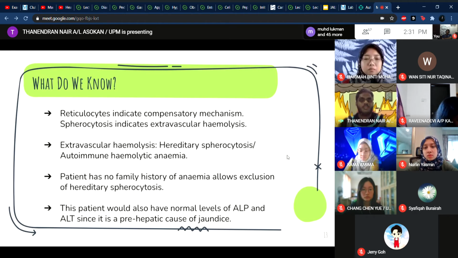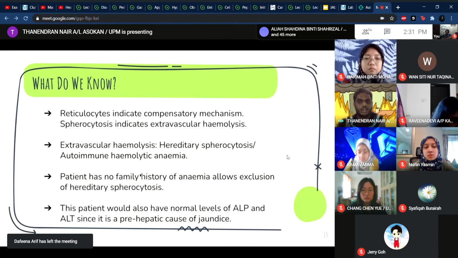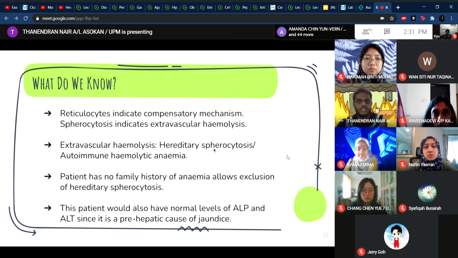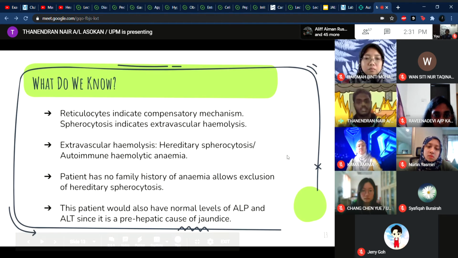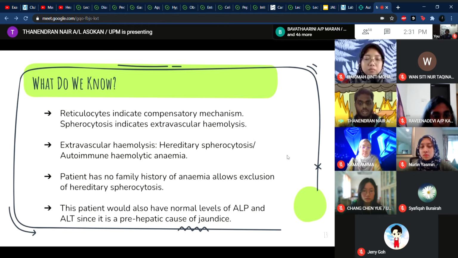Going on. For extravascular hemolysis, the two causes were hereditary spherocytosis or autoimmune hemolytic anemia. Like I said previously, the patient has no family history of anemia, which allows the exclusion of hereditary spherocytosis, because hereditary, as we know, is a hereditary condition. So this leaves our patient with one final cause, which is autoimmune hemolytic anemia. This patient will also have normal levels of ALP and ALT if we do a liver function test, since it is a prehepatic cause of jaundice.